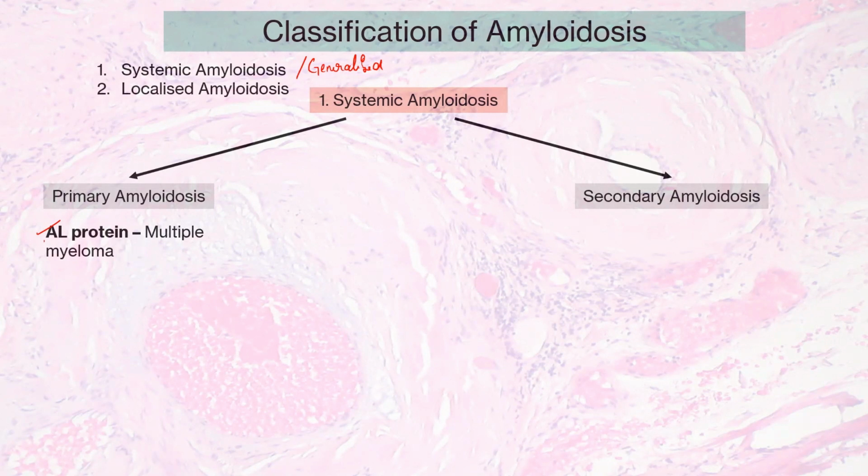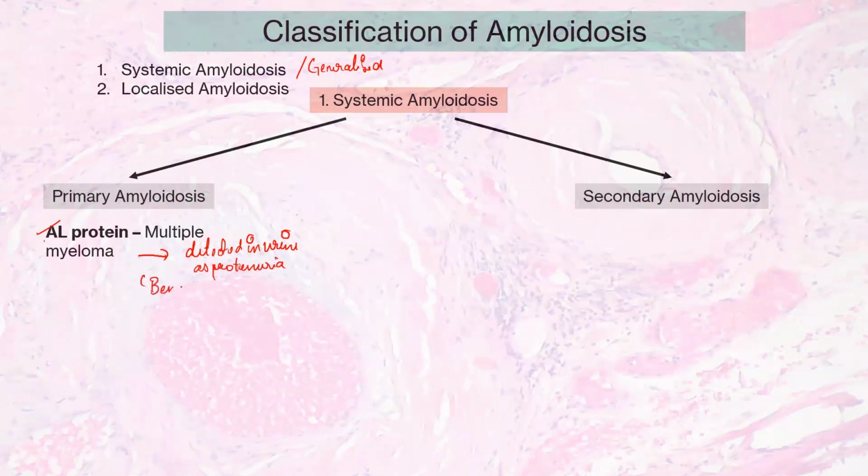Okay. So what is it? This is an excess production of immunoglobulin light chain. And this can be detected in urine as proteinuria. And these proteins are Bence Jones proteins. Yes, you all know this.